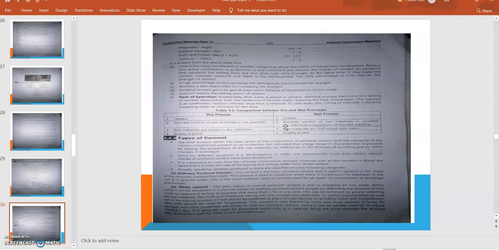Then what is the heat of hydration? As we know, cement has different compositions, in which silica is the most added constituent, then lime, and these have an acidic property, due to which heat is liberated when they react with water. That reaction is called the heat of hydration reaction.